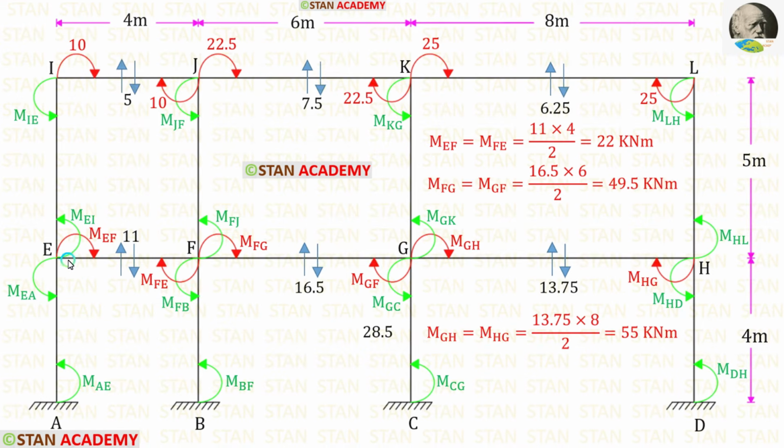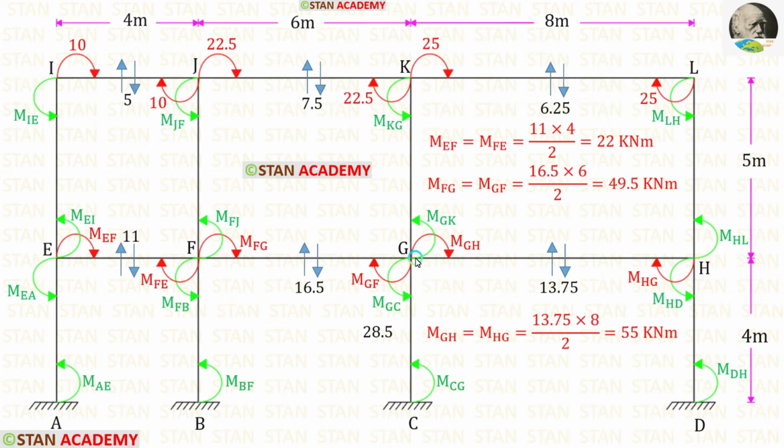Now let us take the member EF. Here W is 11 and L is 4. For MEF and MFE, we are getting 22. Now let us take the member FG. Here W is 16.5 and L is 6. For MFG and MGF, we are getting 49.5.